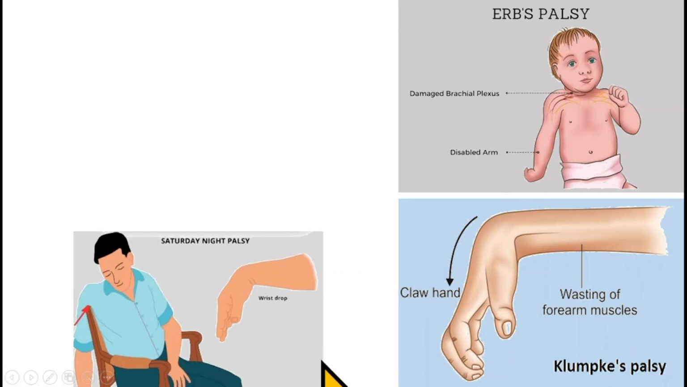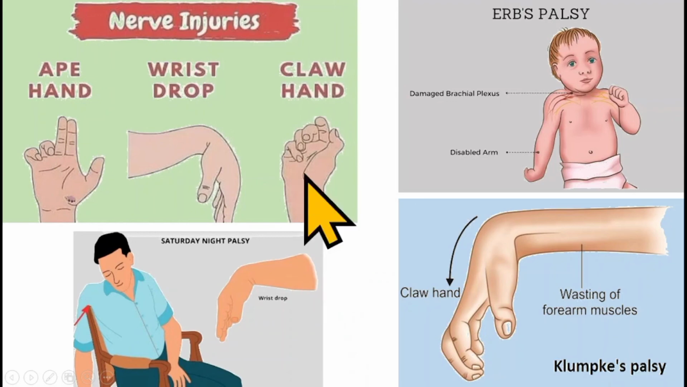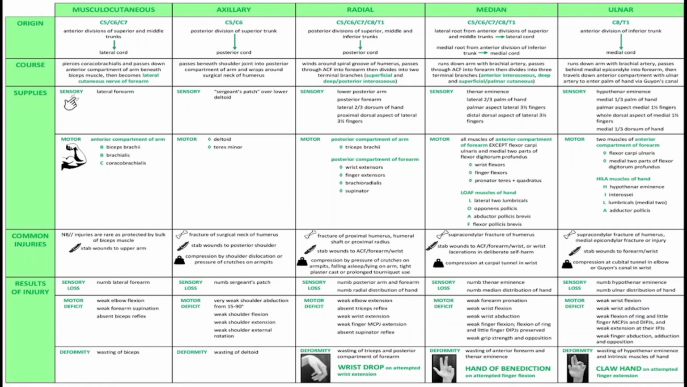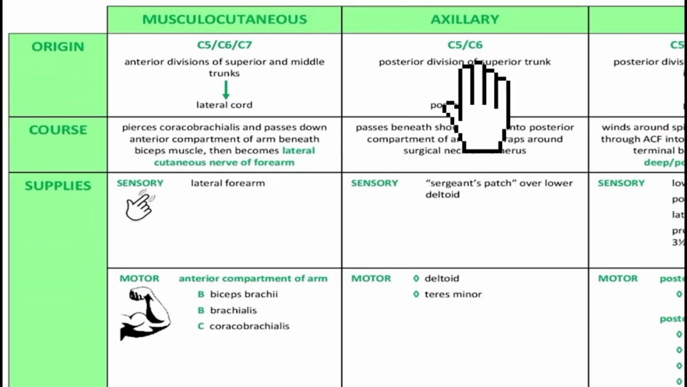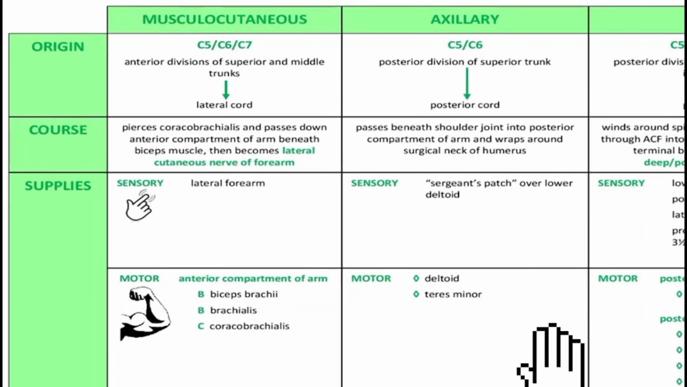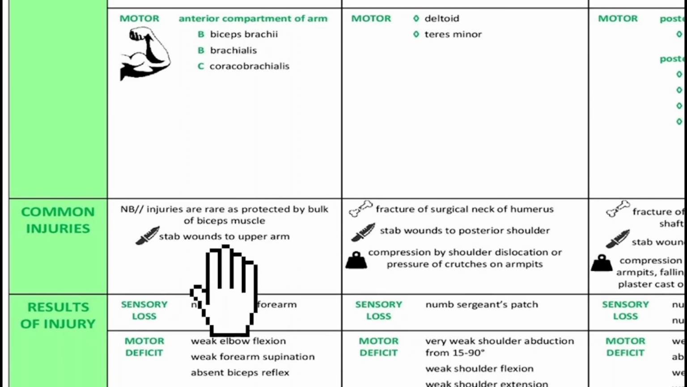Make sense? And this is the nerve injury. Ape hand is actually median nerve injury, the wrist drop is radial nerve injury, and the claw hand is actually your ulnar nerve injury. Make sense? So these are actually the pictures, and this is a very beautiful table. So spend good time with that, and you can understand a lot of concepts of your upper limb. These are the muscles, origin, insertion, their supplies, and the common causes of injury.